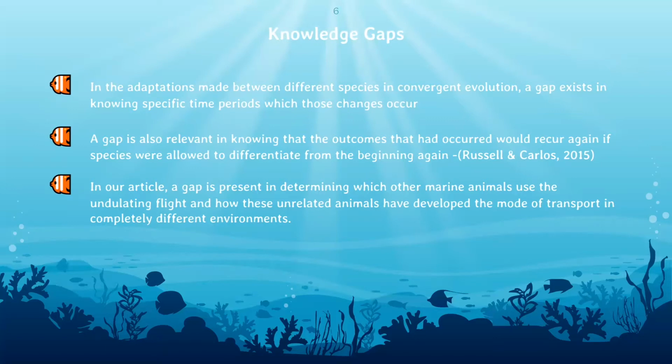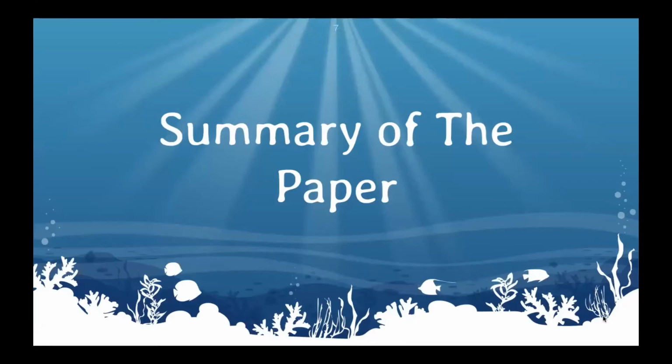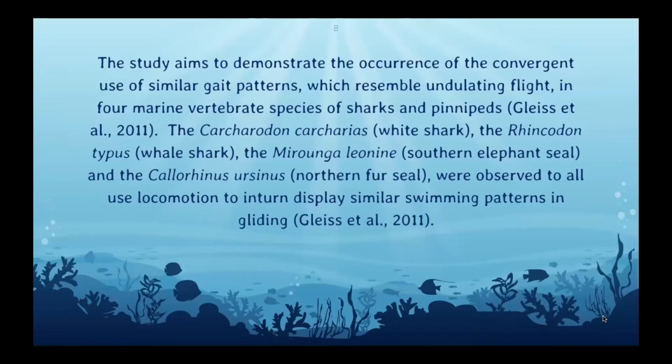In our article, the gap is determined by which other marine species use undulating flight in other environments, where, as in the past, it was studied and recognized in dolphins, salmon, and sharks, but there was no connection made to flight in birds. To summarize the paper, the study aimed to demonstrate the occurrence of the convergent use of similar gait patterns which resemble undulating flight in 4 marine vertebrate species of sharks and pinnipeds.